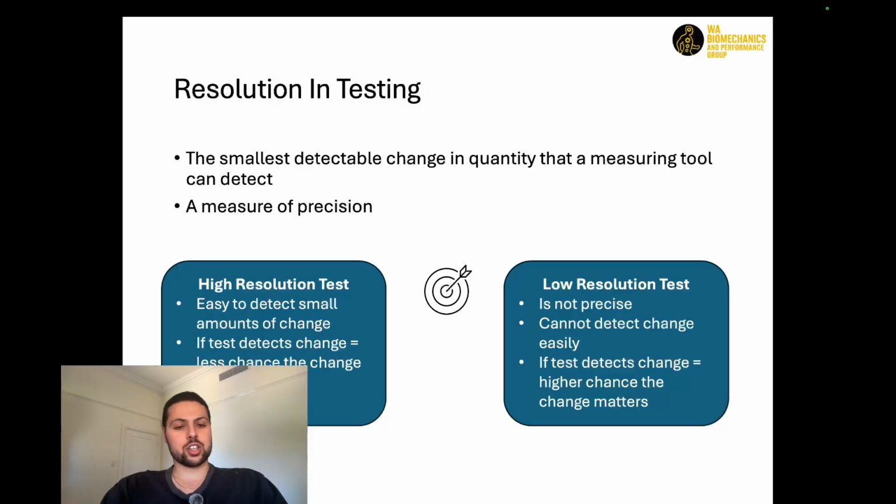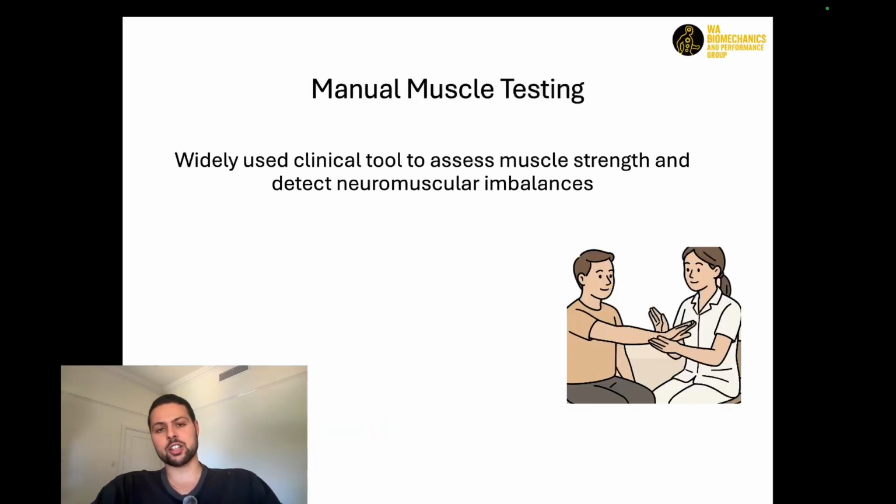So it's a high resolution test. It tells you change easily, but you probably only need to pay attention if it's telling you big changes. Then we have low resolution tests, where I'm going to give you an example of something physios use quite often. It's not precise, so if you do detect a change in it, then it probably does matter, because it's hard to detect change in the first place. An example of this is a manual muscle test. Hopefully I'm not ruffling too many feathers, but manual muscle testing is a low resolution test.